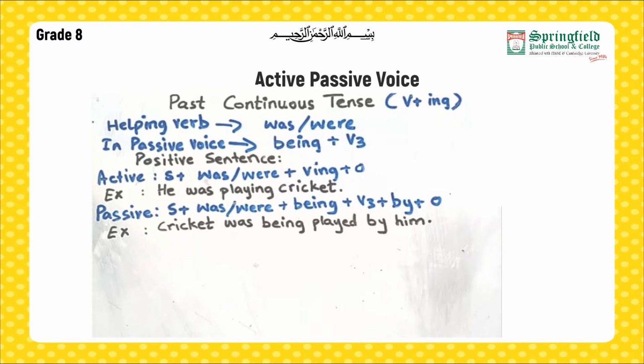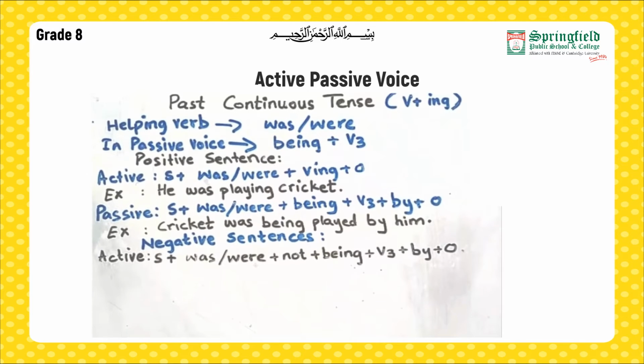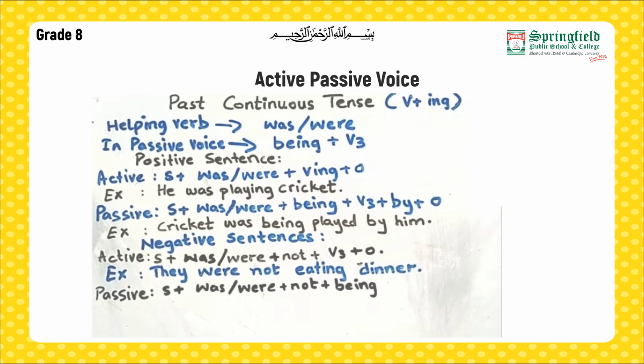Now let's move towards the negative sentence. In negative sentences, the sentence formula is subject plus was/were plus not. Let's have an example. For negative sentences, the formula for active voice is subject plus was or were plus not plus verb ing plus object. Its example is, they were not eating dinner.